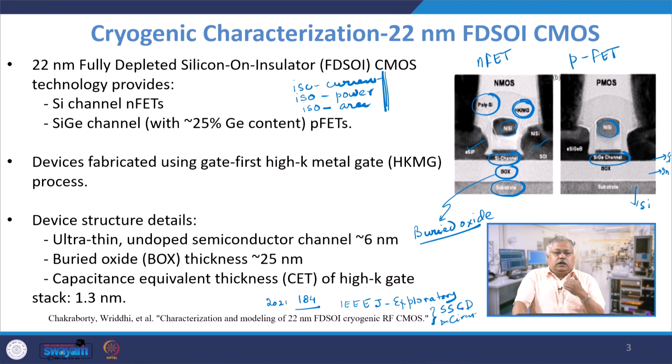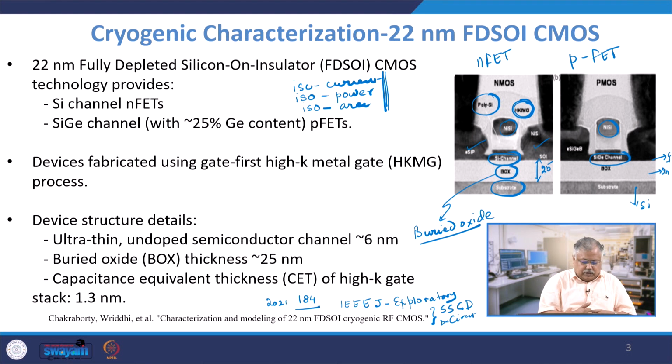Now, the devices are fabricated in such a manner that their body is ultra thin, the semiconductor channel is very lowly doped, and the channel dimensions are very small, around 6 nanometer. The BOX thickness, which is this one, is approximately 25 nanometer. This is the bulk oxide thickness, and the CET, the capacitance equivalent thickness of the high-K dielectric, is approximately 1.3 nanometer, right?